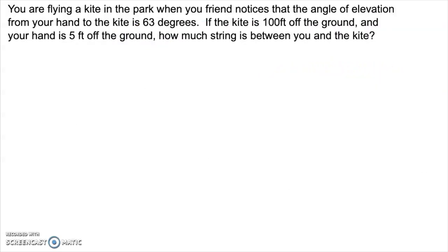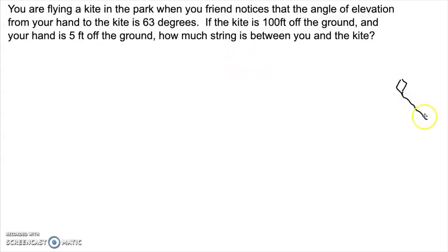One more example because there's an extra little wrinkle in this problem. If we're flying a kite in the park and your friend notices that the angle of elevation from your hand to the kite is 63 degrees. That happens all the time, right? If the kite is 100 feet off the ground and your hand is 5 feet off the ground, how much string is between you and the kite?